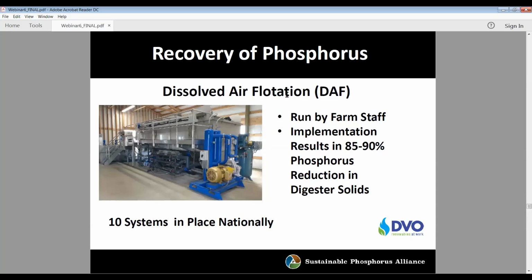These are, in every case, run by farm staff nationwide, and the implementation of this DAF technology has been shown to reduce manure phosphorus levels from 85 to as much as 92, but 90% from the digestive solids influent to effluent mass balance. As detailed, near all of the phosphorus is contained in the pressate off the screw press, and removal of this solid-borne phosphorus can remove the 90% plus of the phosphorus in the pressate.